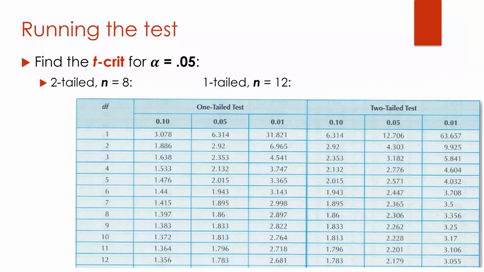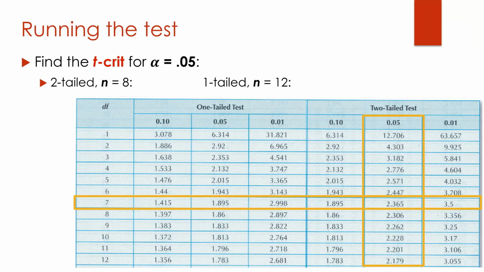Now, let's do some practice with that. What is a t-crit when alpha equals 0.05 if you have a 2-tailed test and n equals 8? Now, for the critical score you should find, you look at the 2-tailed side, so the right side of the table, look at the 0.05 column, n is 8, so 8 minus 1 gives us 7 degrees of freedom, and we see that 2.365 is the intersection of the column and the row.